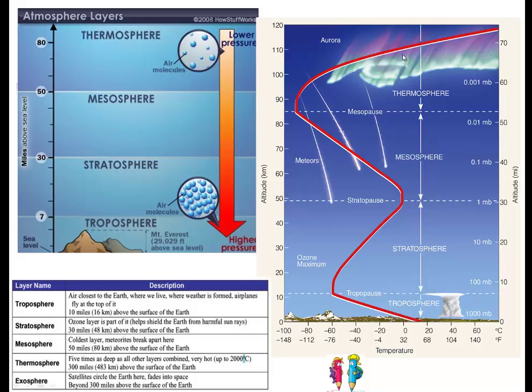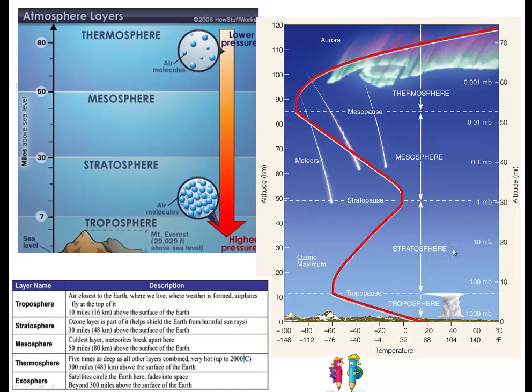Thermosphere, named after the high temperature, or at least the high energy. Not many molecules to give you high temperature, but it actually gets warmer as we go up. And then the exosphere, this is where the satellites orbit the Earth, and they orbit up there because there's very little material for it to run into and slow down. It fades into space beyond 300 miles above the Earth's surface, so really far up there.